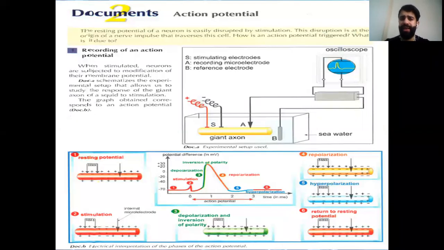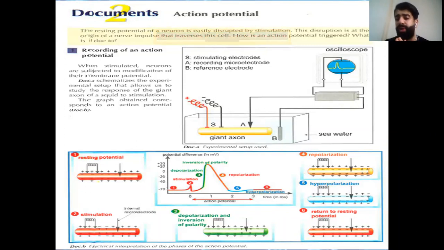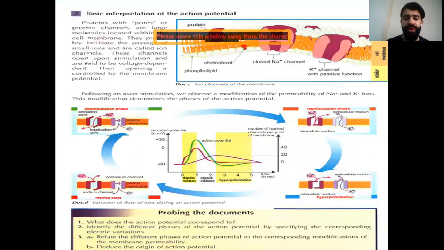We move to document 2, about the action potential. We determined the different phases of the action potential, including the resting potential, the hypopolarization, the depolarization, the repolarization, the hyperpolarization, and then moving back to the resting state. And we also determined the number of active or open channels for K plus and Na plus in this graph.